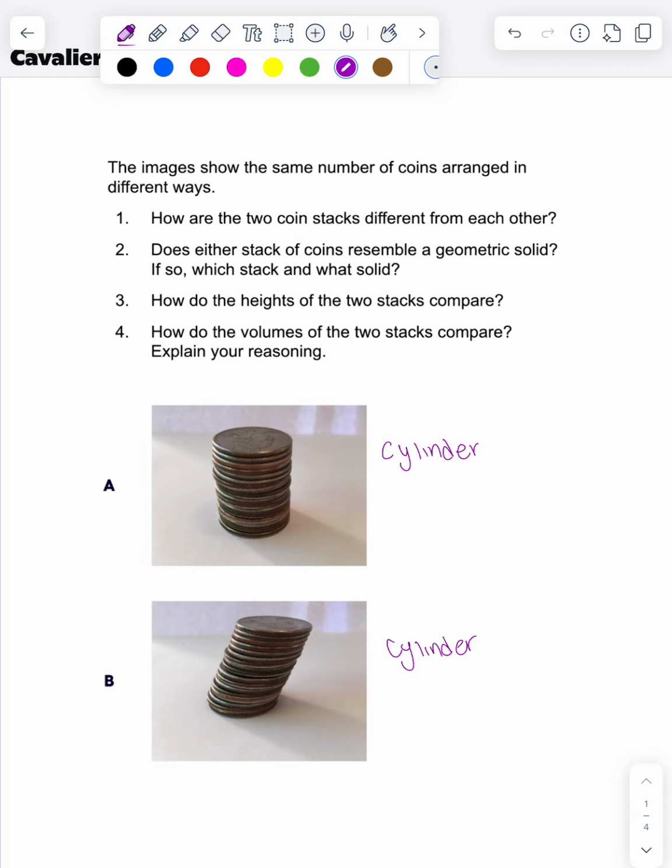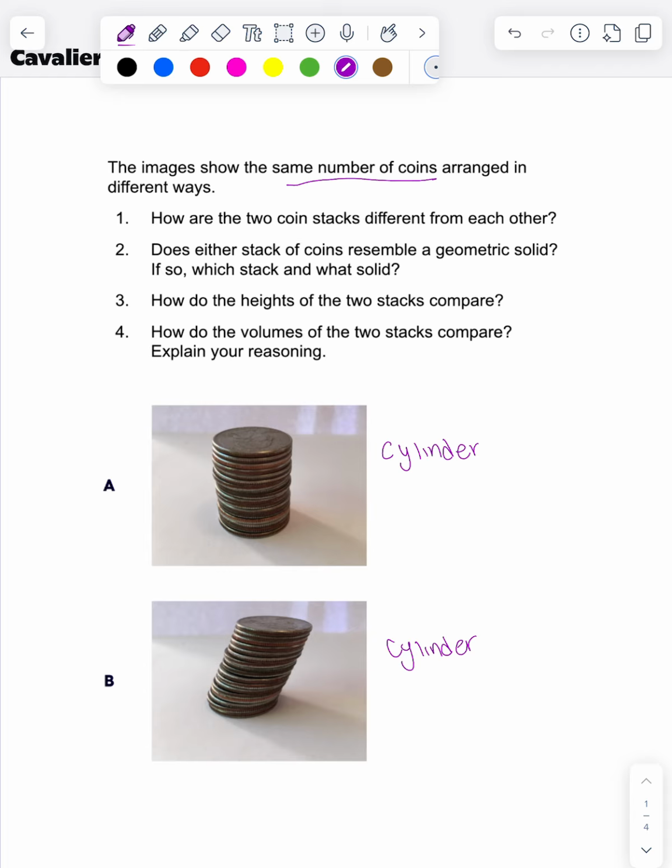How do the heights of the two stacks compare? You might want to pause the video and think about it and unpause when you have an answer. The heights are the same. And that's because there's the same number of coins in each of the stacks. So since it's the same amount of coins high, they're going to have the same heights. The last question is, how do the volumes compare? You might want to pause the video for that.